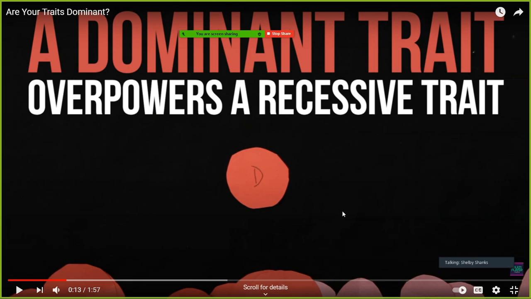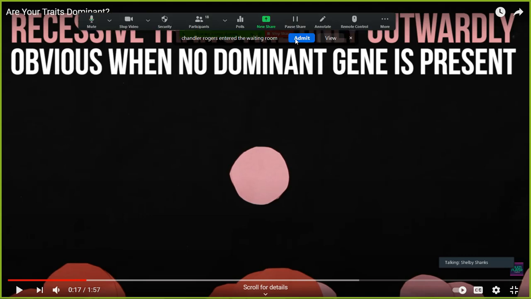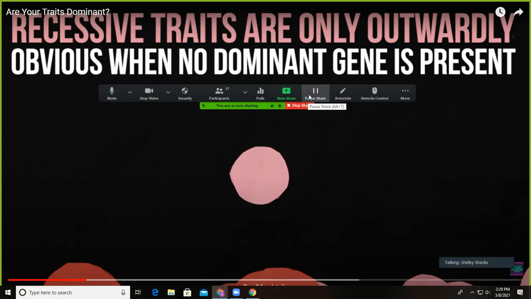All right, so I'm going to pause it right here. Make sure you read this. A dominant trait overpowers a recessive trait. All right, pause it again. Recessive traits are only outwardly obvious when no dominant gene is present. So if you take that dominant gene away, recessive traits are only outwardly obvious when no dominant gene is present.